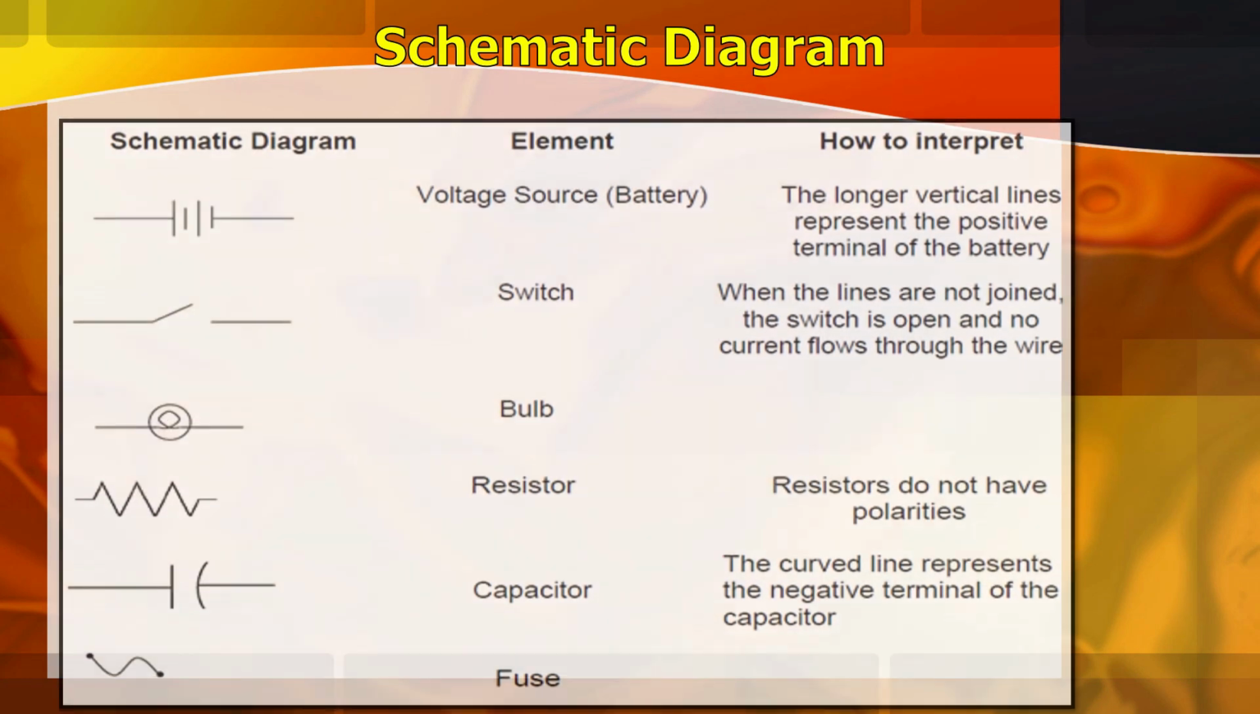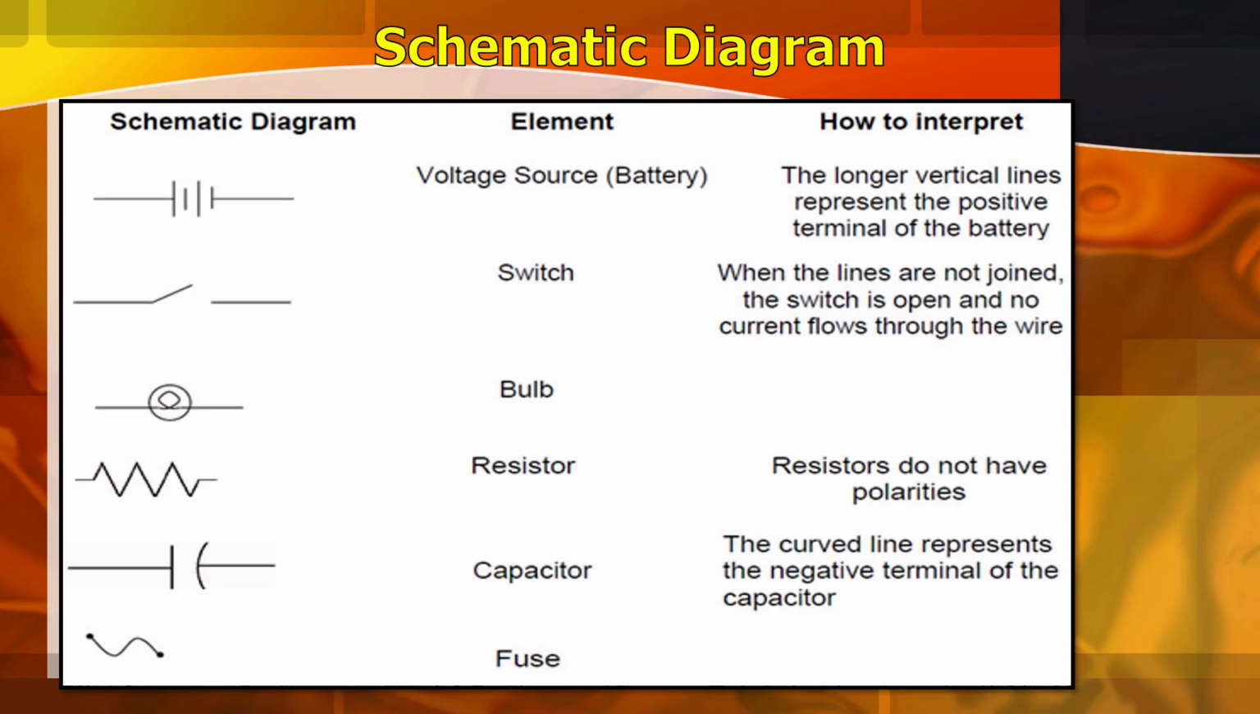For us to have an easy way of writing or drawing the circuit, it's very important that we know the different components of a schematic diagram of a circuit. First, we have here the voltage source. The longer line represents the positive terminal of the battery, while the shorter one is the negative terminal. Second, we have the switch. When the lines are not joined, the switch is open and the current flow through the wire is not available. Third, we have the bulb.